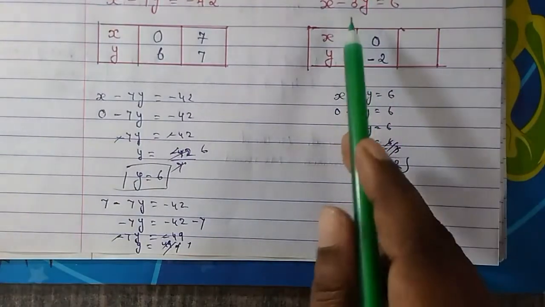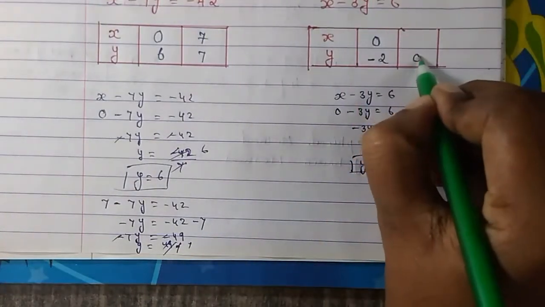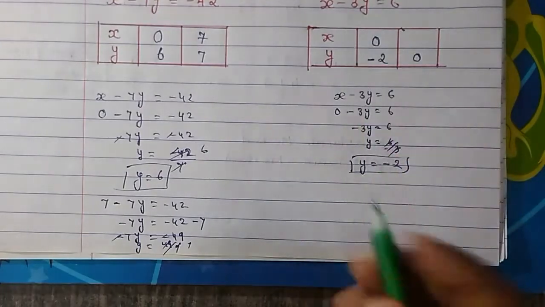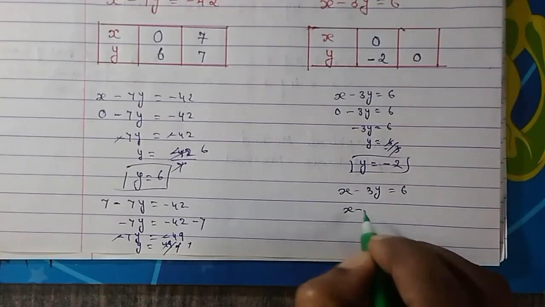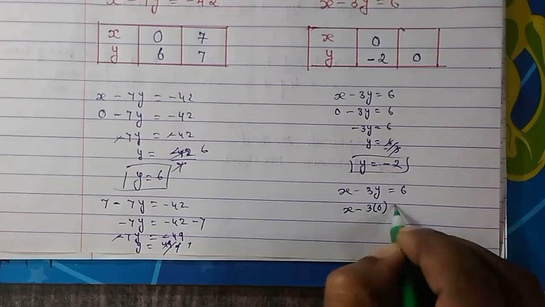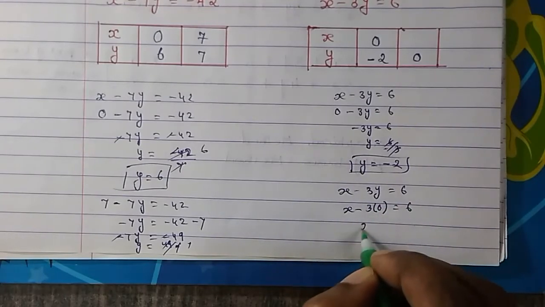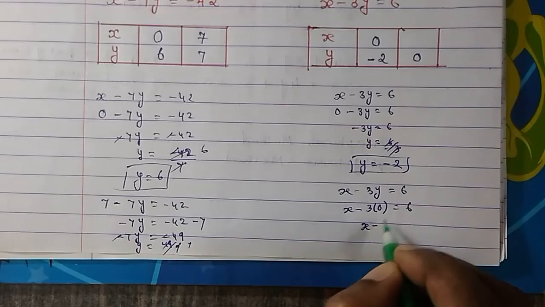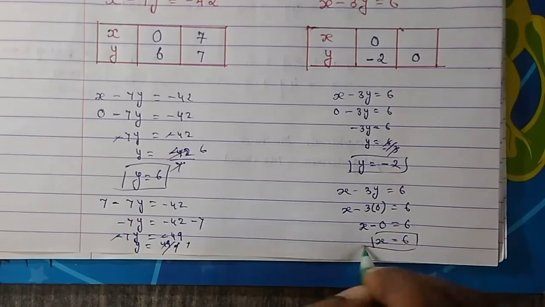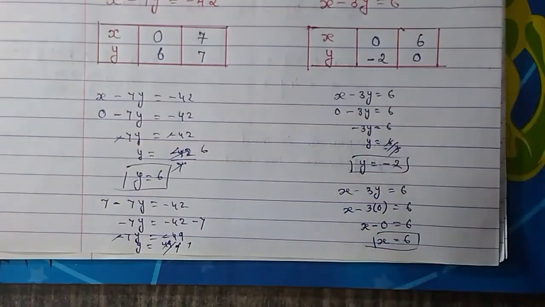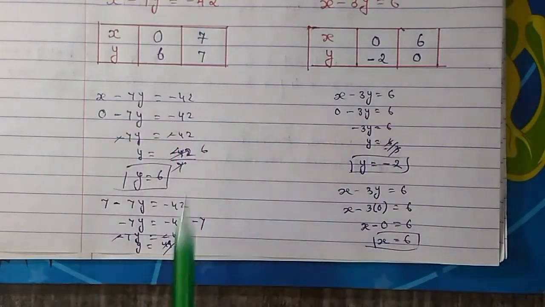Now I'll take y as 0. Okay, y value I put as 0. So in the equation, x minus 3 times the y value, which is 0. So this whole thing will become 0. So that means my x will be 6. So I get the x value as 6. So we got both the solutions.